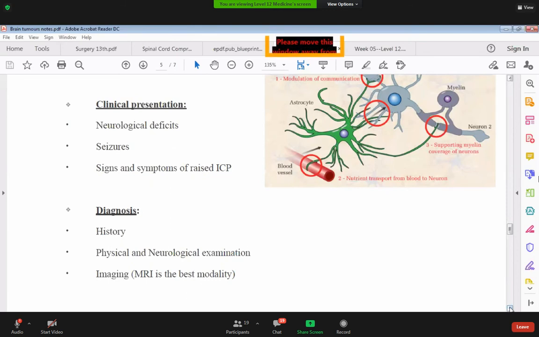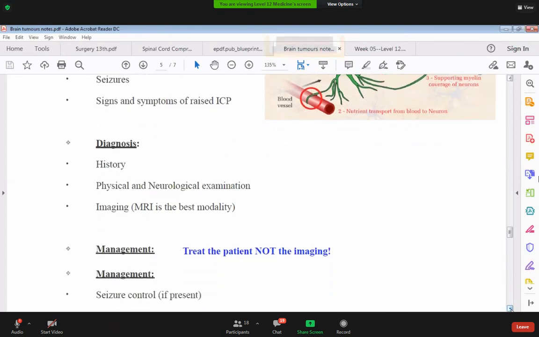Diagnosis is by history. We take a detailed history, and just like we discussed before, you have to take all the aspects in the history, and then a complete general physical as well as a complete neurological examination. And for investigation, the best investigation that helps us in ruling out the problem is the MRI.